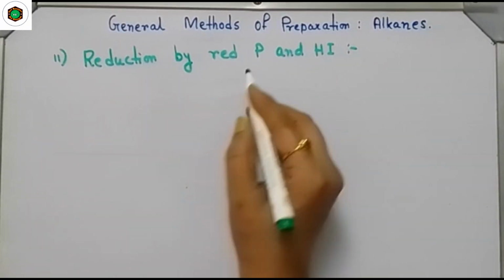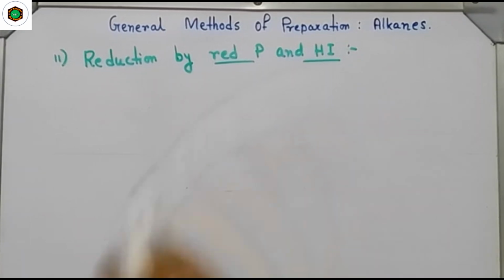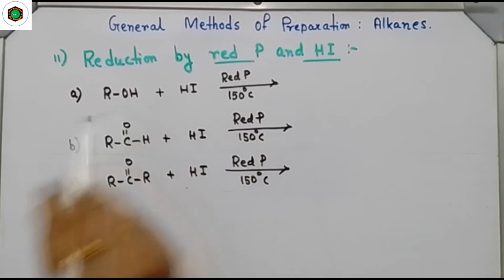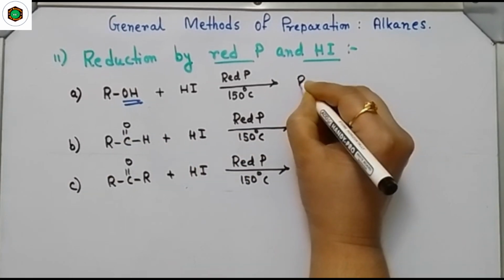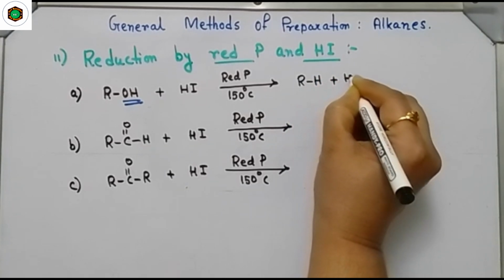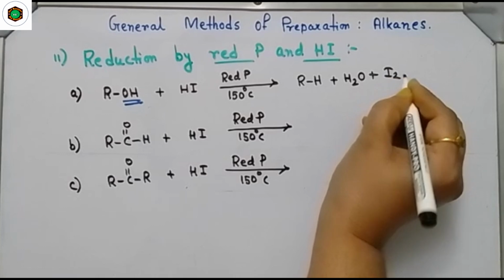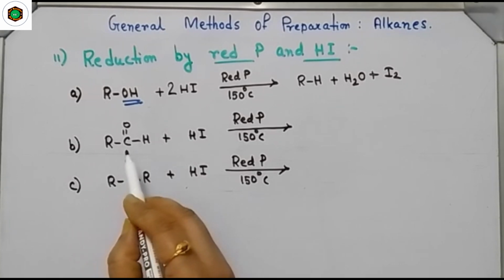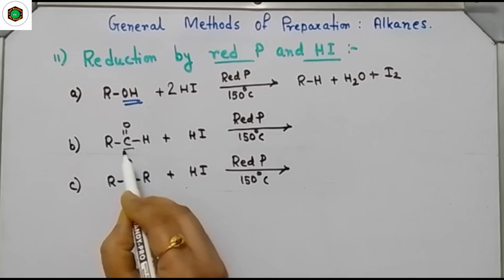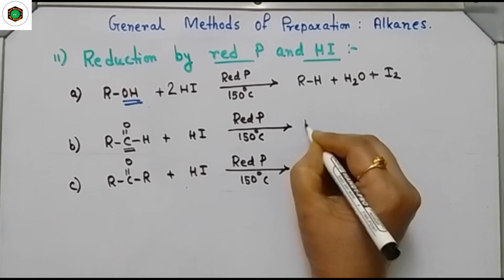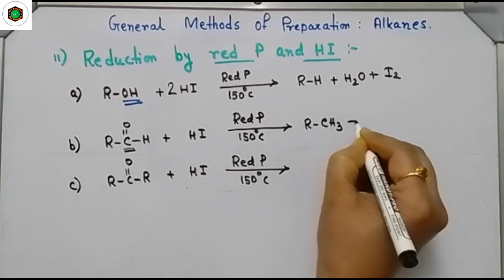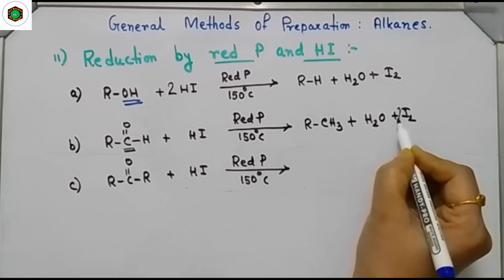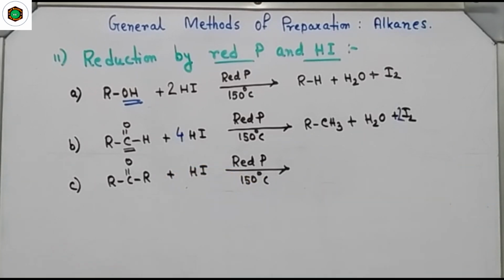The next method is reduction by red phosphorus and hydroiodic acid. If you have an alcohol, by this treatment what will you get? In this place you will get H, meaning you will get alkane plus water plus iodine. Now if you balance here 2, you will get 2. Now if you have an aldehyde, this CO will be converted into CH2, so overall you are getting RCH3, alkane, plus water plus iodine. Now by balancing you will get this.